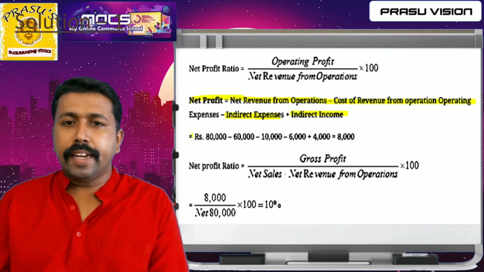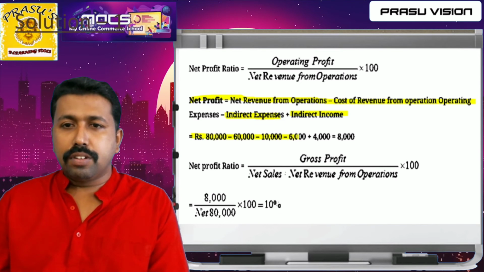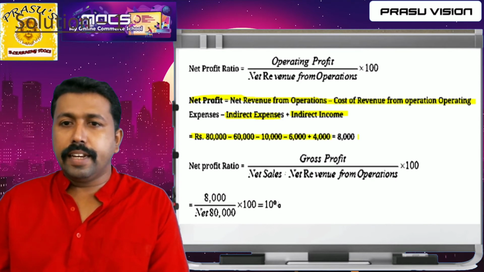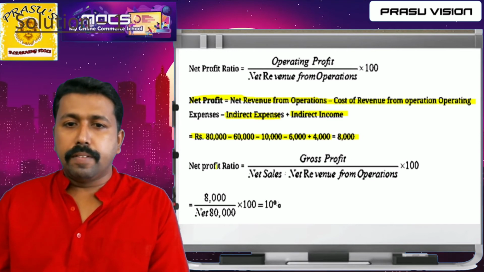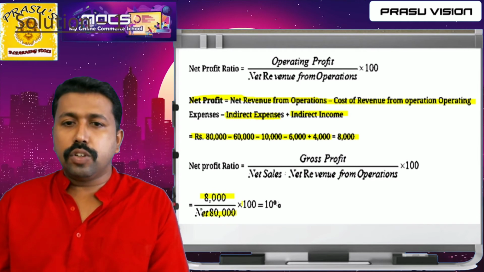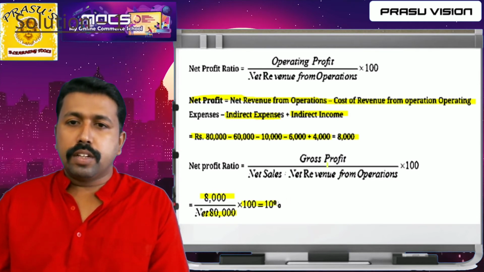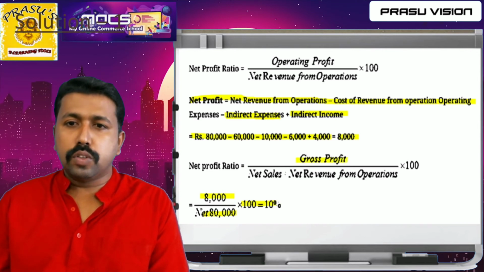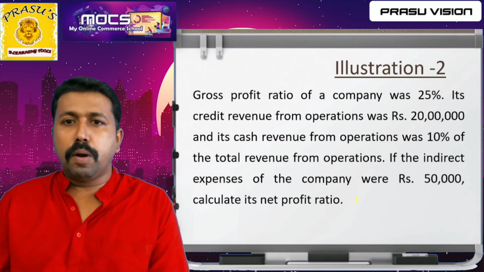So we will get 80,000 minus 60,000 minus 10,000 minus 6,000 plus 4,000, we will get 8,000 as the amount of net profit. So net profit divided by net sales 80,000 into 100, we will get 10% as the value. So it is net profit, not gross profit. And we are moving to another problem.